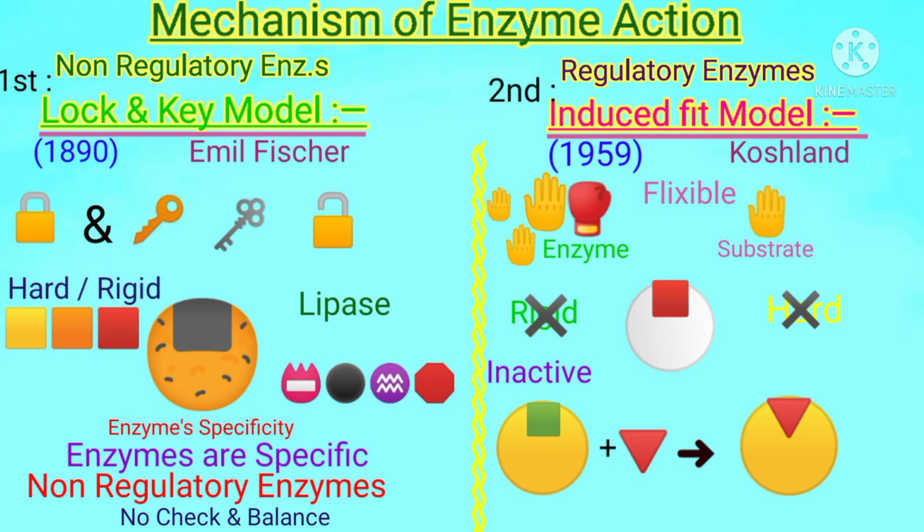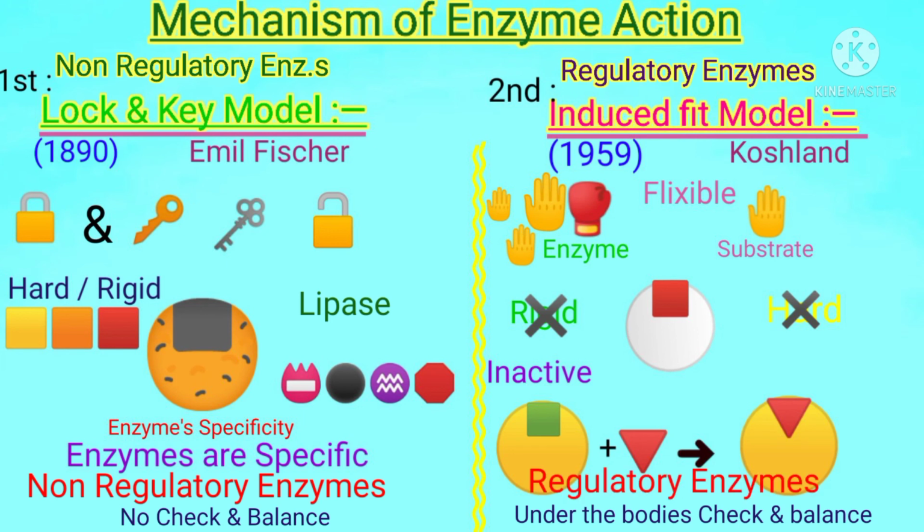On the other hand, those enzymes which follow the induced fit model, the body can bring under control, under the boundary of check and balance. So these enzymes face a regular check and balance by the body's functioning. Therefore, the enzymes which perform their jobs under the body's check and balance control are known as regulatory enzymes. An example of a regulatory enzyme is hexokinase, which is utilized during the conversion of glucose to glucose 6 phosphate during glycolysis, and is also known as glucokinase.